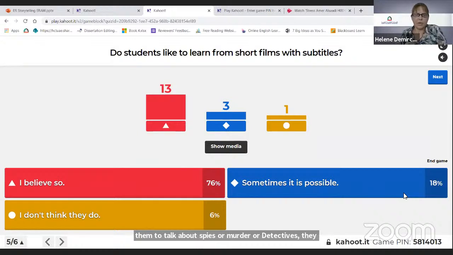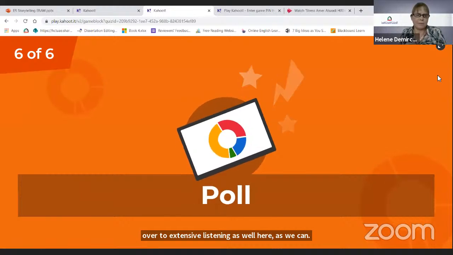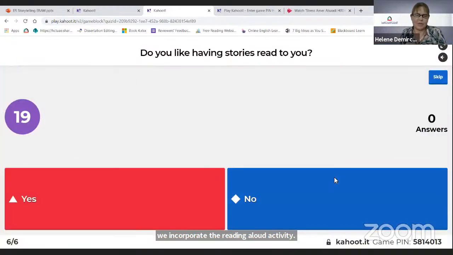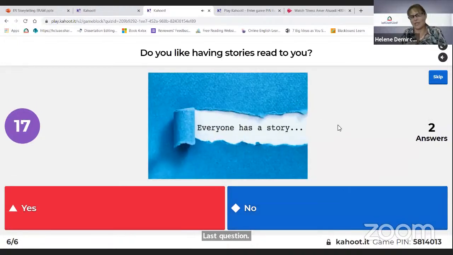So we're also kind of moving over to extensive listening as well here, as we incorporate the reading aloud activity. Last question. Do you like having stories read to you? Do you like listening to people's stories? Is your context a storytelling culture as it is here in the UAE?